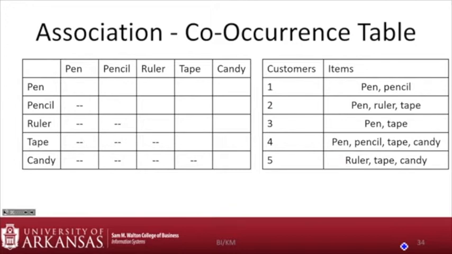All right, I'm going to try to do this and see what's happening. So here I just have 5 customers in a very small data set. Customer 1 bought pen and pencil. Customer 2, pen, ruler, and tape. Customer 3 has pen and tape. Customer 4, pen, pencil, tape, and candy. And customer 5 has ruler, tape, and candy. So we have this chart to help us make our calculations a little easier.